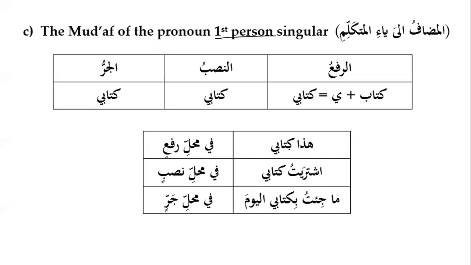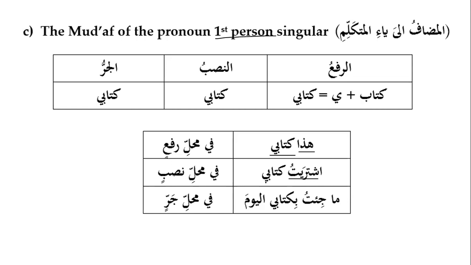So هذا كتابي في محل رفع, اشتريت كتابي في محل نصب, وما جئت بكتابي اليوم. What will be the translation of this sentence? ما جئت بكتابي اليوم. I didn't come with my book today. Excellent. I didn't bring my book with me today, or I didn't come with my book today. So here it is هذا كتابي. It is مرفوع. Why is it مرفوع? Because هذا is مبتدأ and كتابي is خبر.